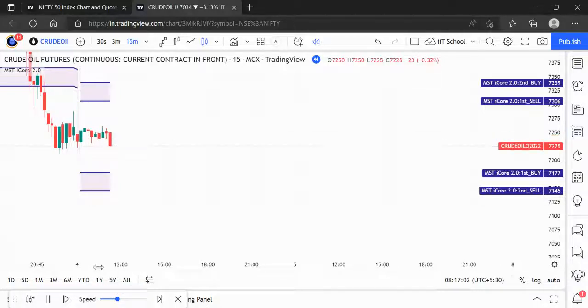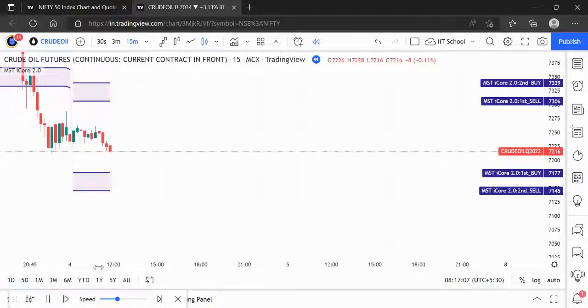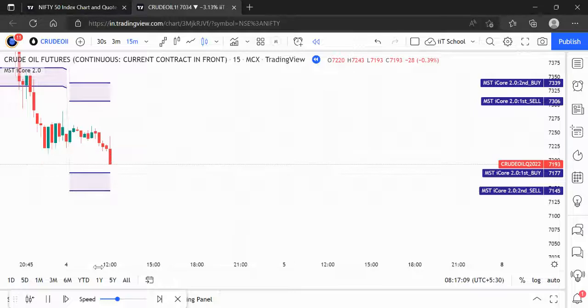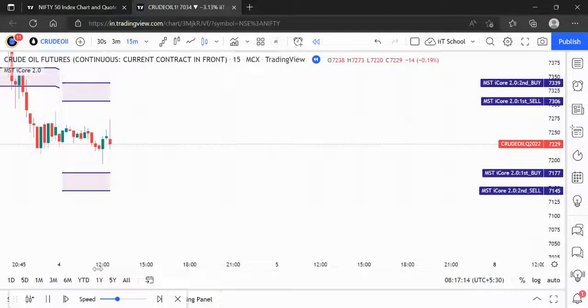If sell is activated, there is no buy. If buy is activated, there is no sell for the safe traders. If you want to trade again and again, it is your wish. You can trade as per your risk appetite.